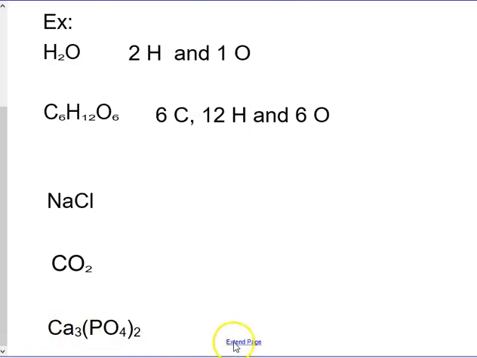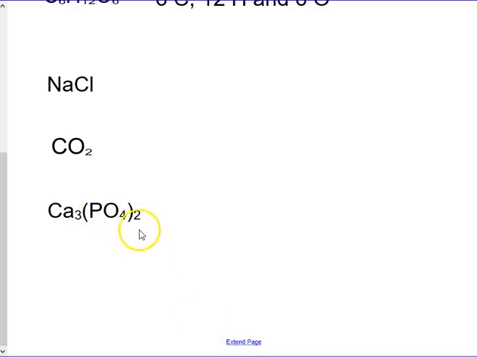Now, if you have parentheses, you're going to distribute those parentheses. So this 2 means that I have 2 phosphate ions, 2 times PO4. So I'm going to have 3 calcium atoms, but I'm going to have here 2 phosphorus and 8 oxygens. I'm going to have 2 of those polyatomic ions. Each polyatomic ion has 1 phosphorus and 4 oxygens. So the parentheses on the outside of a polyatomic tell me that I'm going to have 2 phosphorus and 8 oxygens.